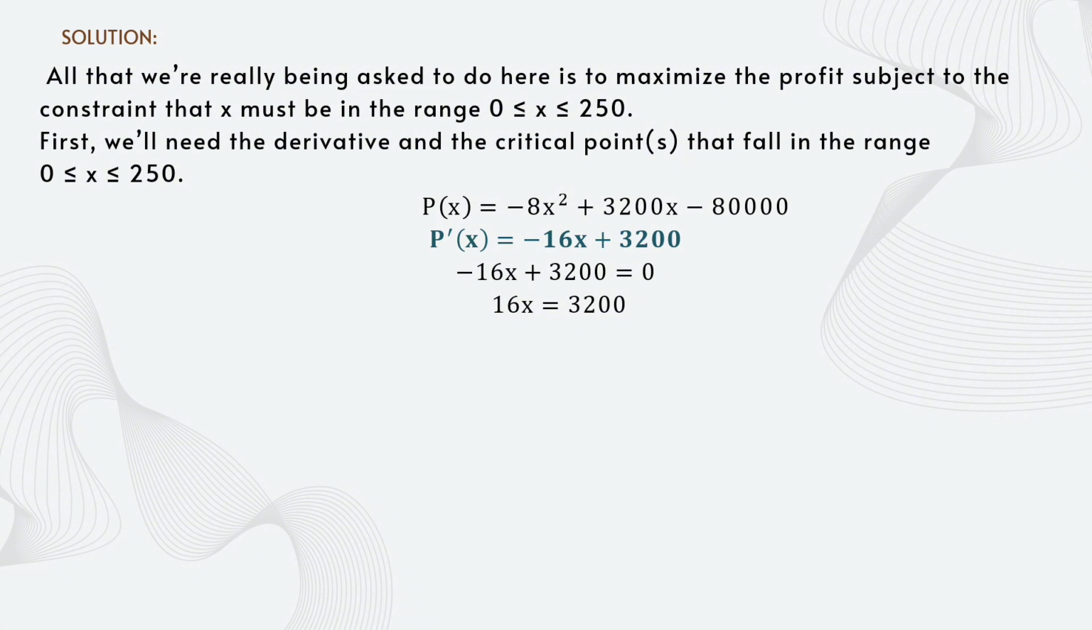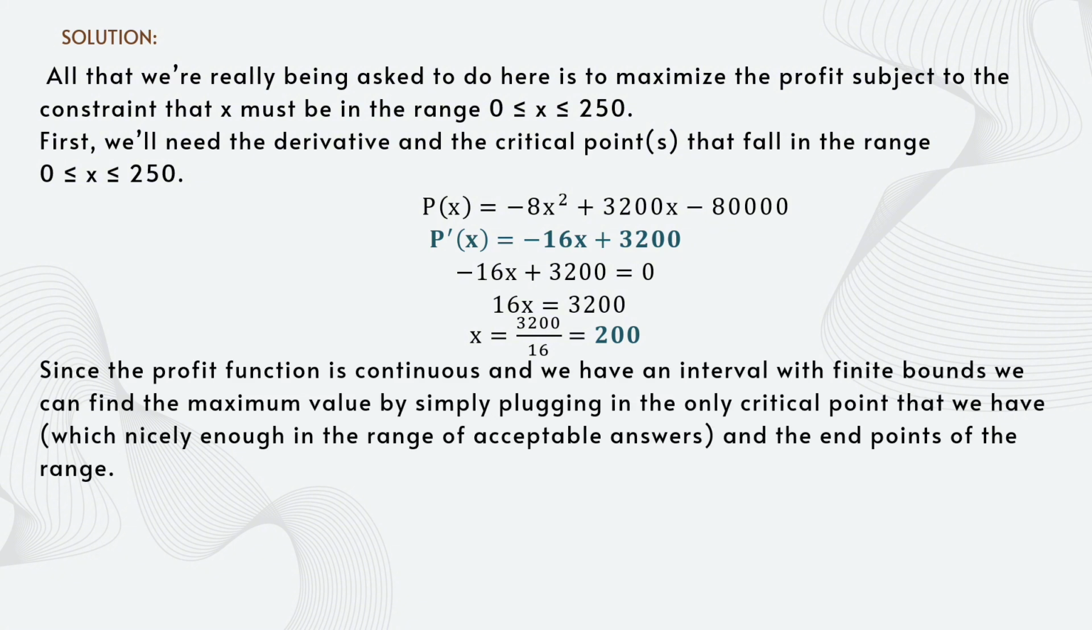Negative 16x plus 3,200 equals 0. Using the addition property of equality, we have 3,200 equals 16x. By symmetric property, we have 16x equals 3,200. Using the multiplication property of equality, we will multiply it by 1/16. So our x is equal to 200.